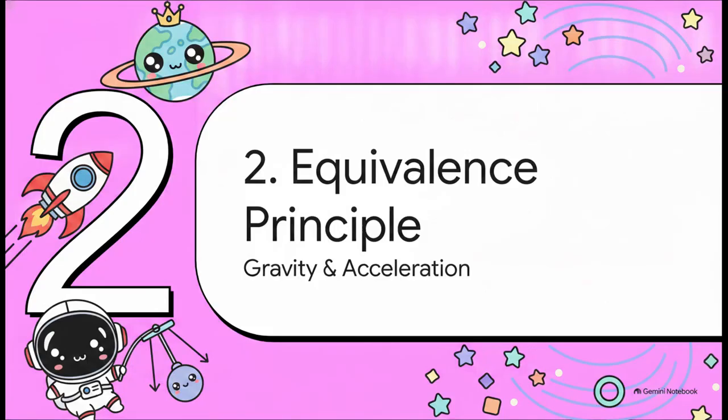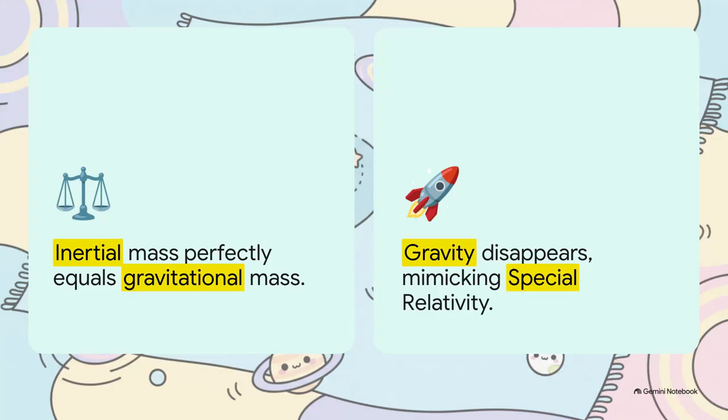Section 2. The equivalence principles. Now, let's see how this incredible geometric concept builds on Einstein's profound realization that gravity and acceleration are, practically speaking, completely indistinguishable from one another. The weak equivalence principle on the left here accepts what we've long observed, that inertial mass perfectly equals gravitational mass. It's exactly why a feather and a hammer fall at the exact same rate in a vacuum.